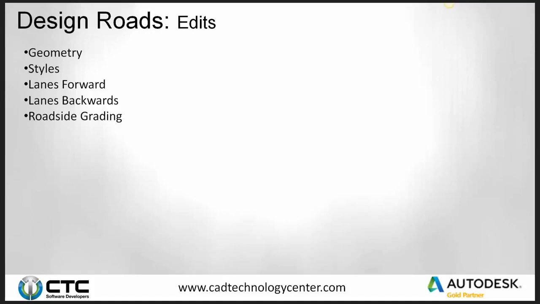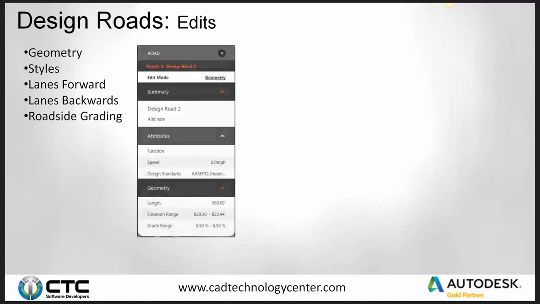And within the edits of the design roads, I have geometry. So that's the one we just saw on the previous slide: length of road, elevation range, grade range. But when I'm in the edit mode of geometry, I have the ability to add PVIs, add PIs, drag and drop, slide the PIs and PVIs, and raise their elevations. I have the capability of manipulating the geometry of that design road.